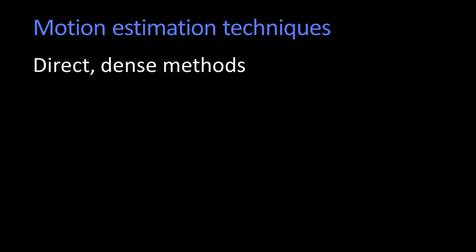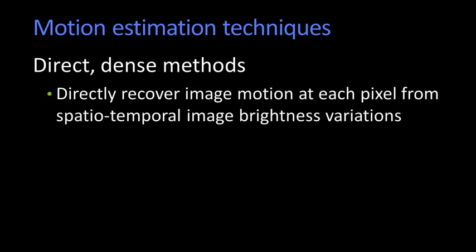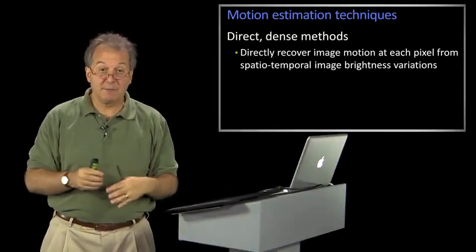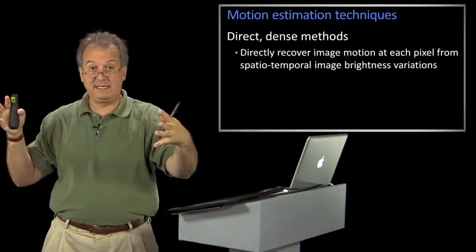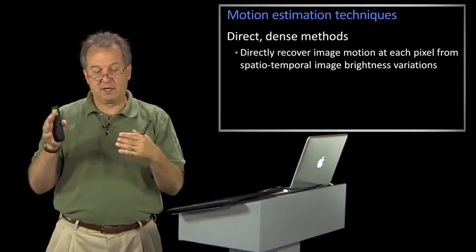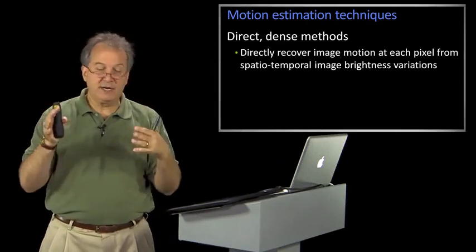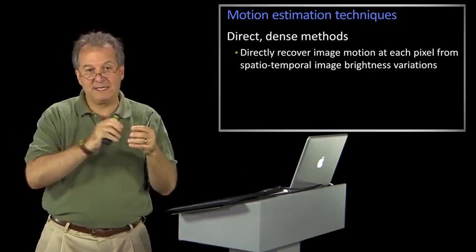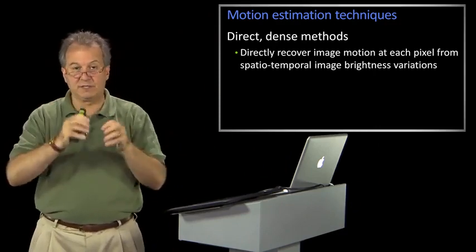The other class of methods are what are called direct or dense methods. In dense methods, you're directly recovering the motion of each pixel, from, to use the fancy word, spatiotemporal image brightness variation. So in other words, remember that volume, x, y, and t? You can think of gradients, you can think of flow within that volume. And what you're trying to do is recover that flow based upon how the appearance changes over time.